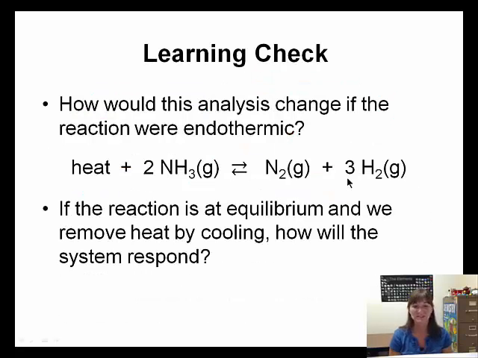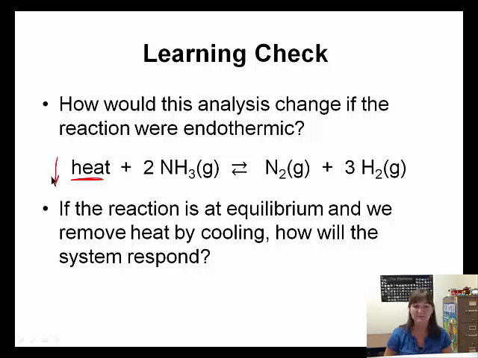So here's a learning check. How would this analysis change if the reaction were endothermic? So I flipped this reaction around. Now I have the ammonia and heat on the left side, producing nitrogen and hydrogen gas on the right. So we would know this is endothermic because heat is on the left side. If the reaction is at equilibrium and we remove heat by cooling, how will the system respond?